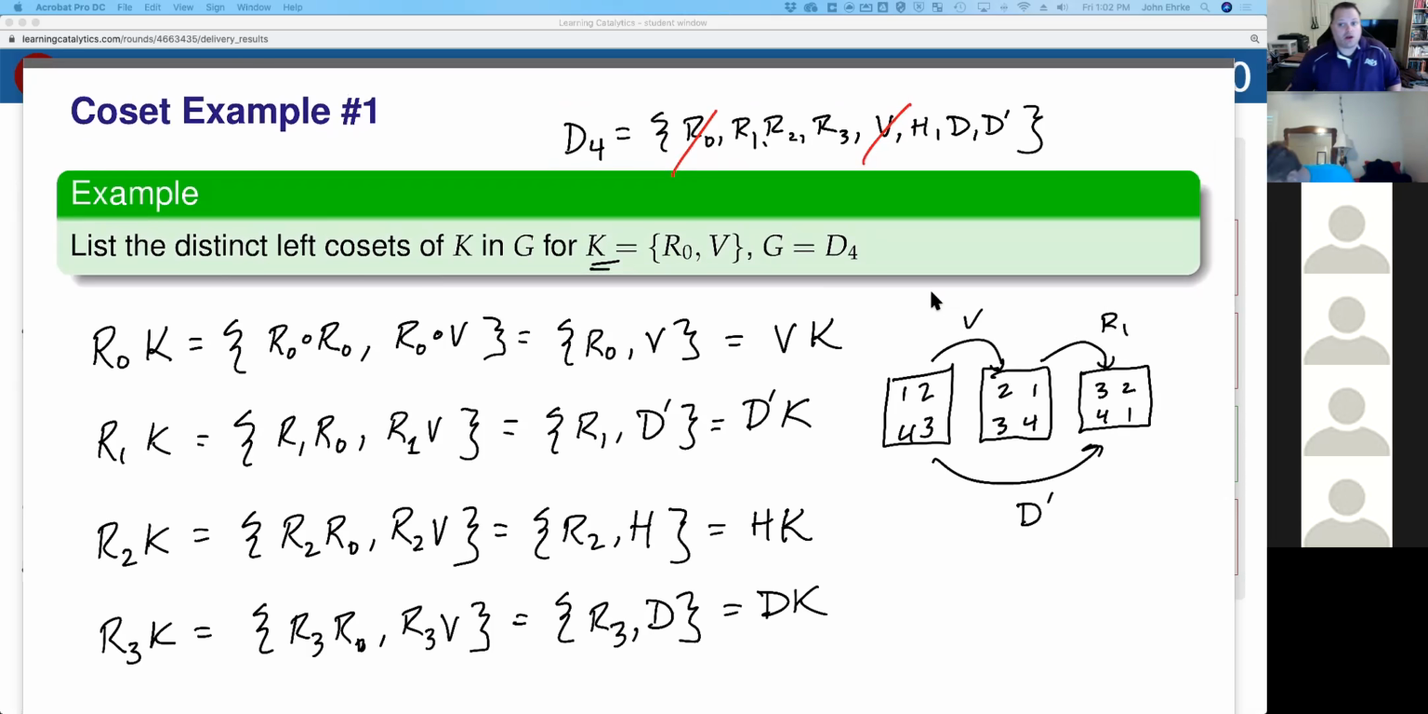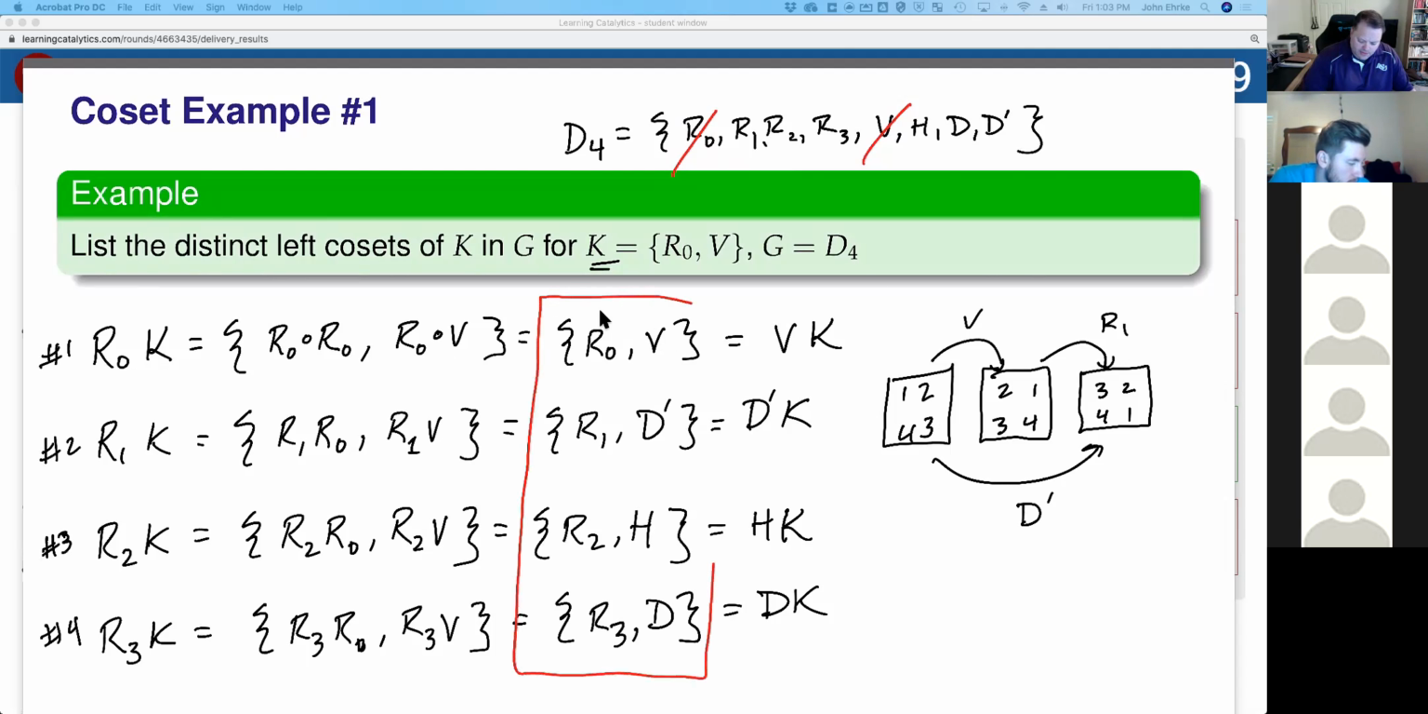So these are all of the 4 distinct left cosets. So there are only really 4. This is the first one, this is the second one, this is the third one, and this is the fourth one. They each have 2 different representatives, but they generate the same coset. Like the cosets are these right here. These are the cosets. So these are the 4 distinct left cosets of K in D4.